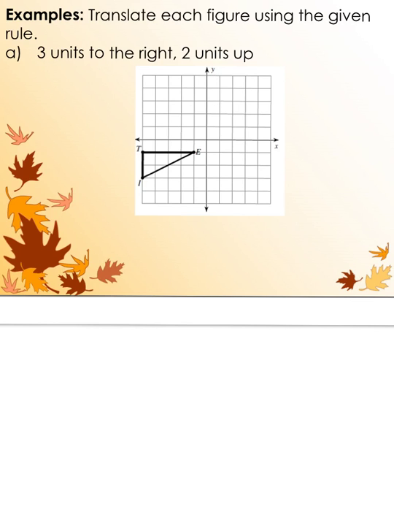Before we start taking a look at examples and actually start translating some of our figures, I do need someone to pass out the first strip of graphs for us. Go ahead and glue those in. Once everyone's set, go ahead and press play on the lesson again, and we'll start taking a look at some examples.